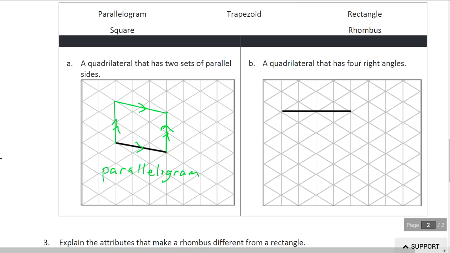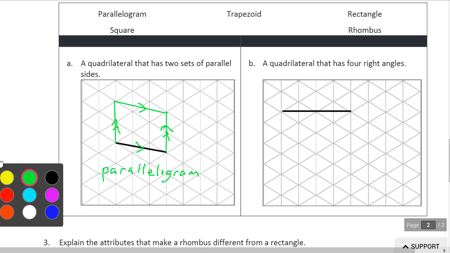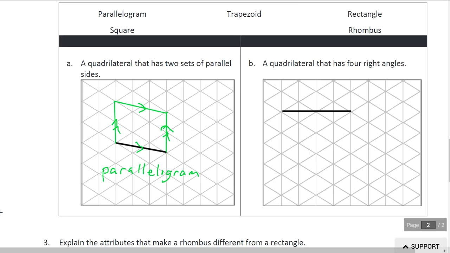And we've got this one, a quadrilateral with 4 right angles. Well, let's construct one and see what happens. We need to make a right angle. There's a right angle. And let's make that one not quite so long. I could have done that, but I don't really want to make a square. So let's go all the way down to there.